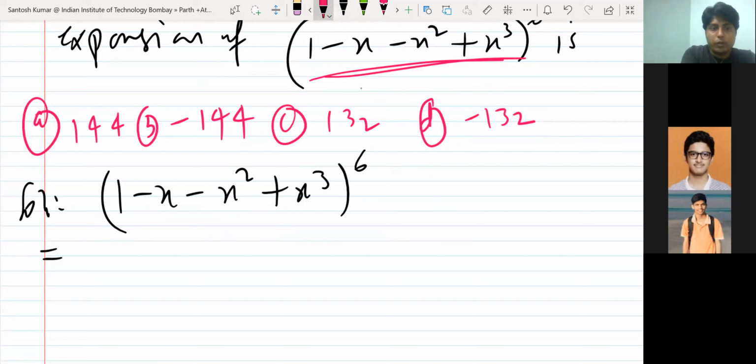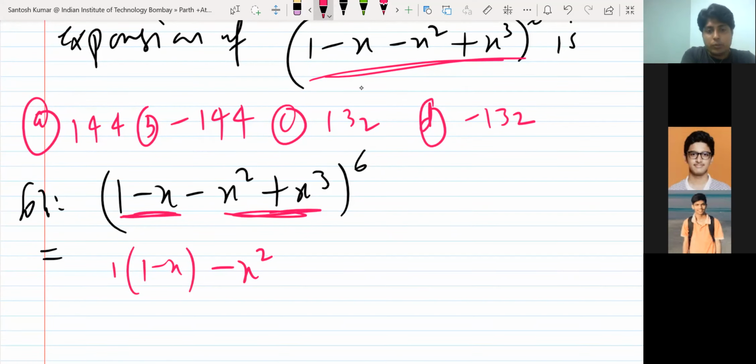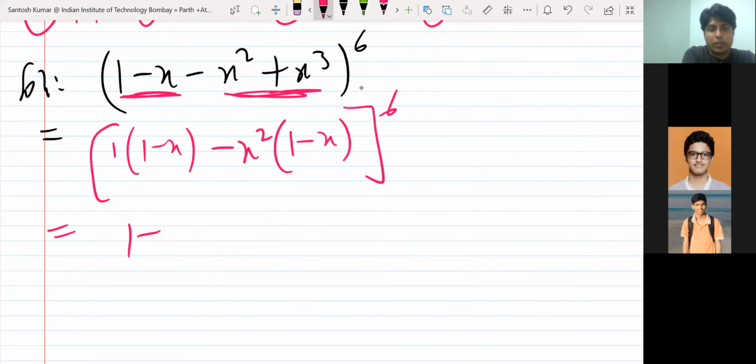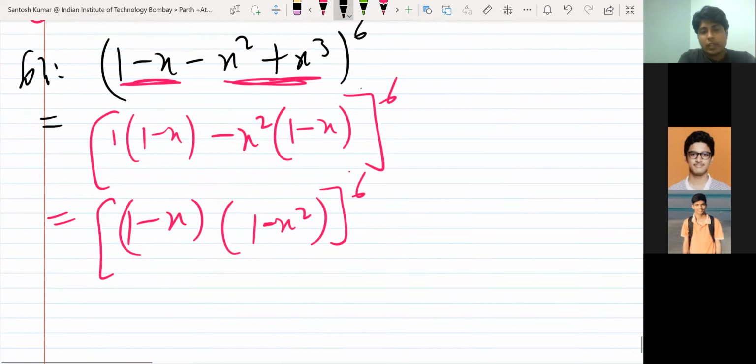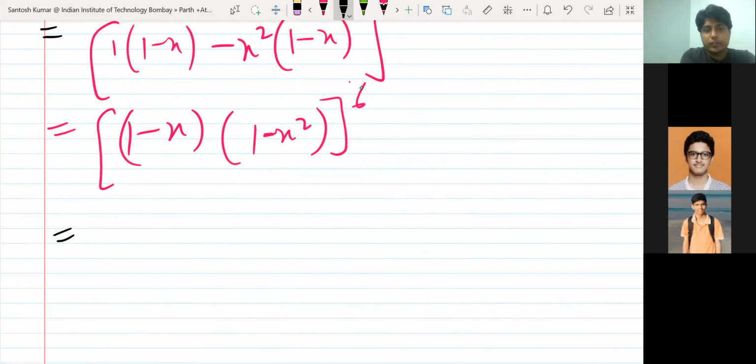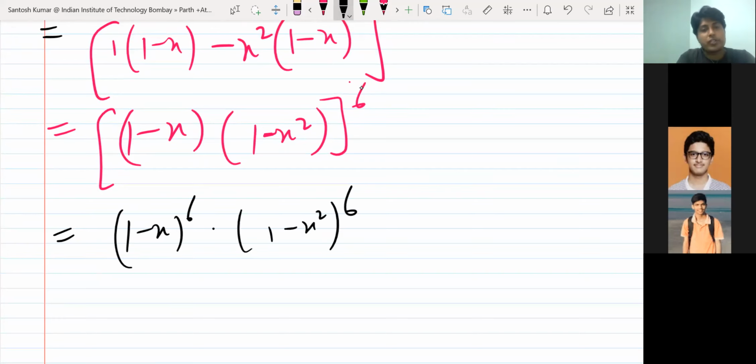So what you can do, factorize it. In the first two terms, you have nothing common, meaning 1 is common. In the last two terms, you have common x square, so I'm taking minus x square outside. So what will be left? 1 minus x, and the whole power is 6. So if you factorize, you will get (1 minus x) times (1 minus x square), and the power is 6 for both. And you can write it as (1 minus x) raised to power 6 times (1 minus x square) raised to power 6.